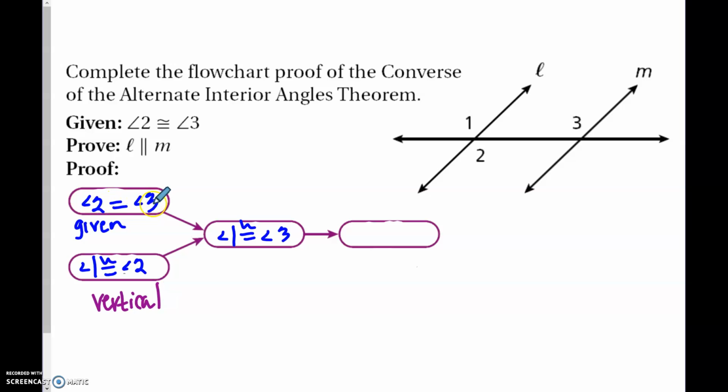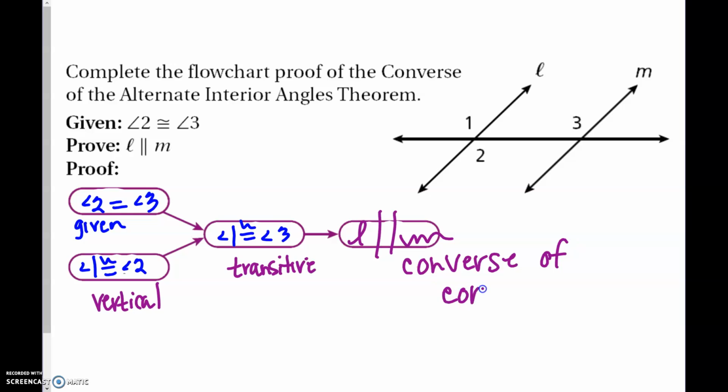Now, if we use 2 congruent to 3 and 2 congruent to 1, we can say 1 and 3 are congruent by your transitive property here. So by transitive, 1 is congruent to 3. Well, if 1 and 3 are congruent, that is going to make L parallel to M by the converse of corresponding angles. Converse of corresponding angles. So remember, whenever we are concluding lines are parallel, we have to put that converse in there.